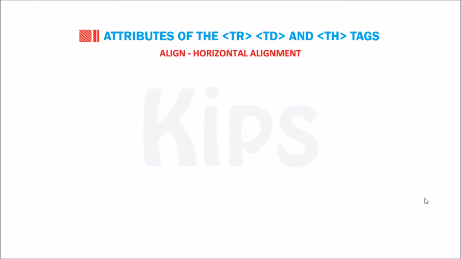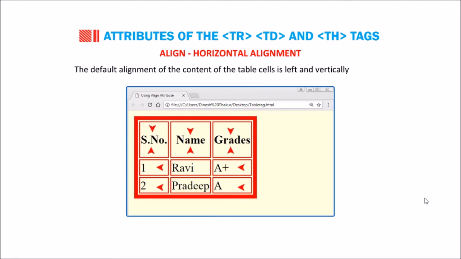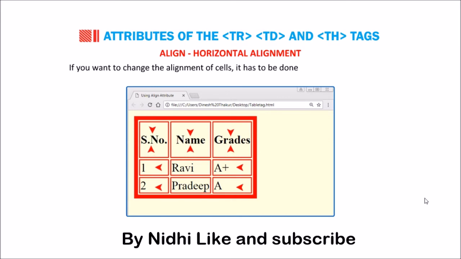Align, horizontal alignment. The align attribute aligns the text within the cell either to the left, right, or center. The default alignment of the content of the table cells is left and vertically centered. If you want to change the alignment of cells, it has to be done individually for each cell.